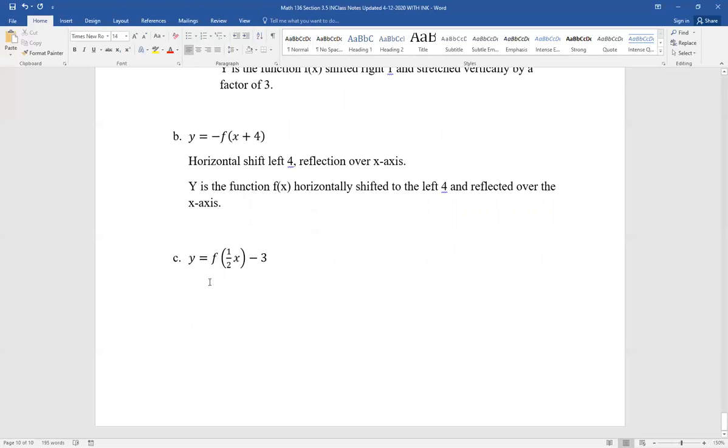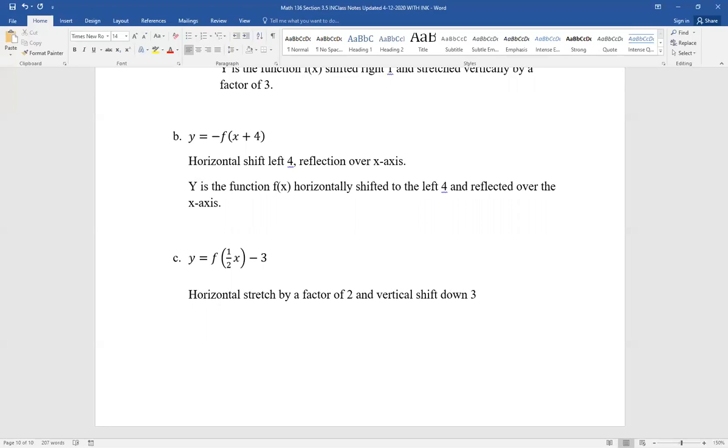Okay, for our last one down here, we have a 1/2 inside the parentheses. Now remember, when something happens inside the parentheses, we kind of do the opposite operation, and it's always horizontally affecting. So this is going to be a horizontal, and we normally would say a half is a compression, but because it's really going to be multiplying by 2, because we do the opposite because it's inside, it's going to end up being a horizontal stretch by a factor of 2, because that's the reciprocal. And there's also a vertical shift down 3.